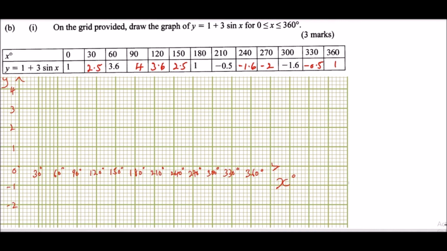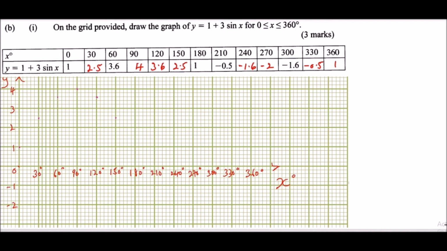So when x is 0, y is 1. When x is 30, y is 2.5, 2.5 is there. So we have 60, 3.6, 3.6 there. We have 90, we have 4, 120, 3.6, 150, 2.5, this is 2.5.